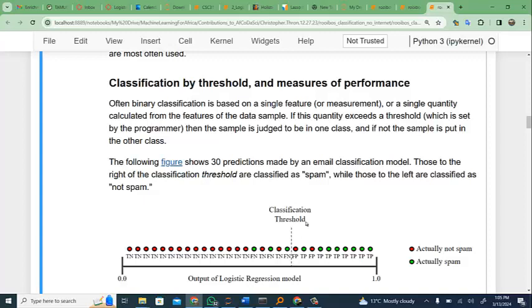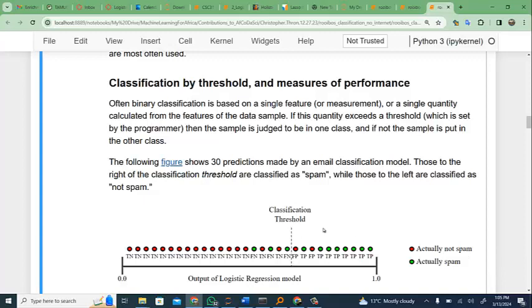Now, suppose I set my threshold here. I decide that everything below this threshold is a negative, or not spam, and everything above this threshold is positive, i.e. spam. Now, if I set this threshold, you can see there are two red, which are actually not spam, that were classified as spam. So these are false positives, two false positives. On the other hand, there were three spams that were classified as not spam. So we have three false negatives.